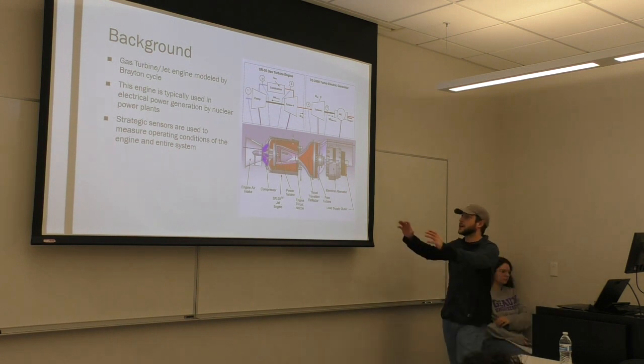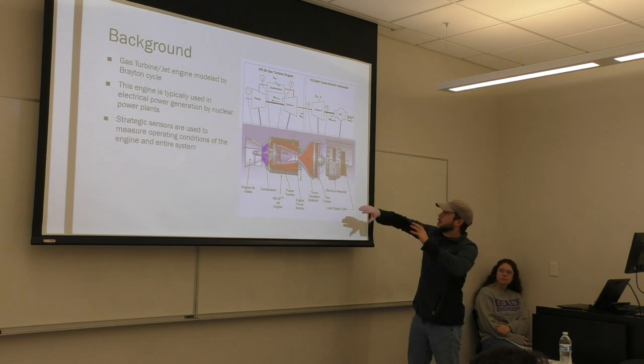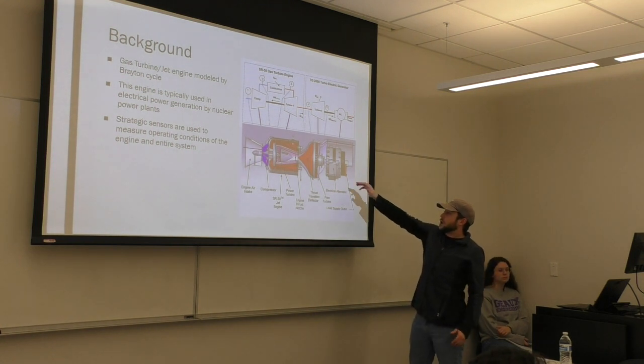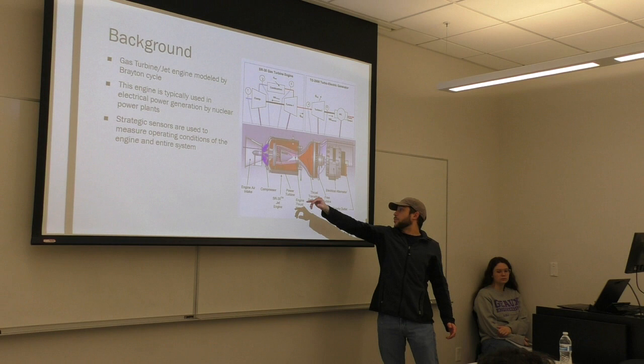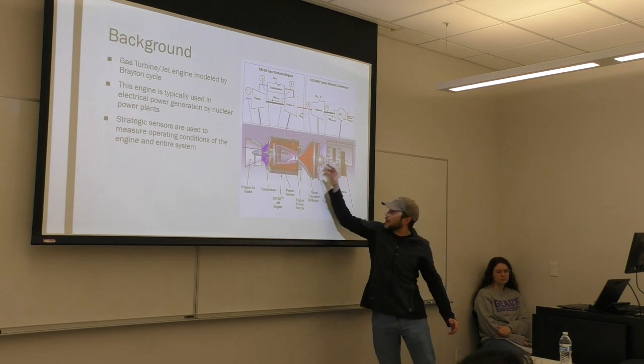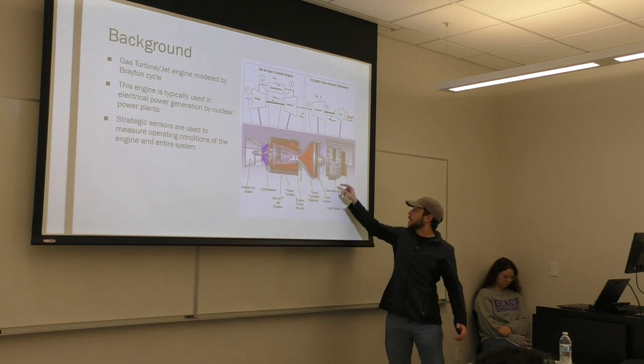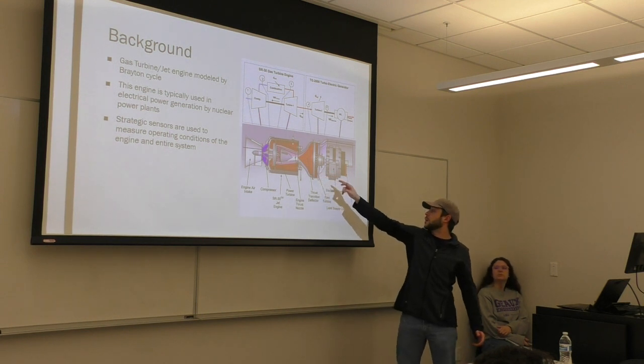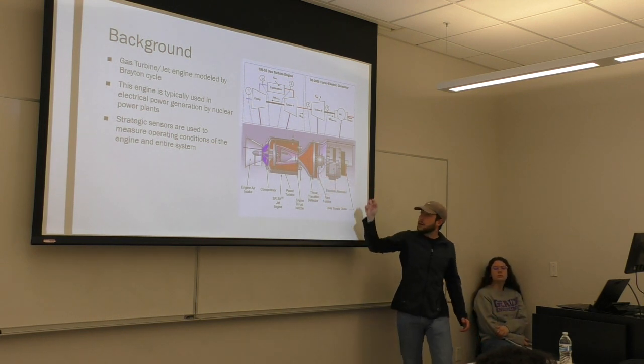So here's an internal view of the jet engine with the air intake, compressor, engine housing, turbine, and then the free turbine back here as well with an electrical alternator.